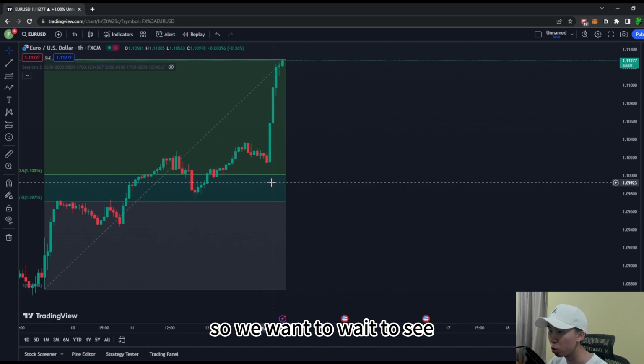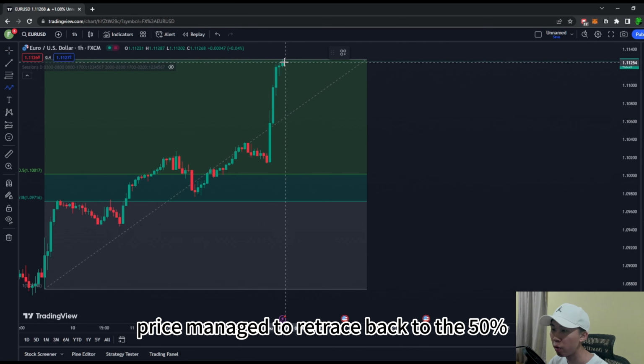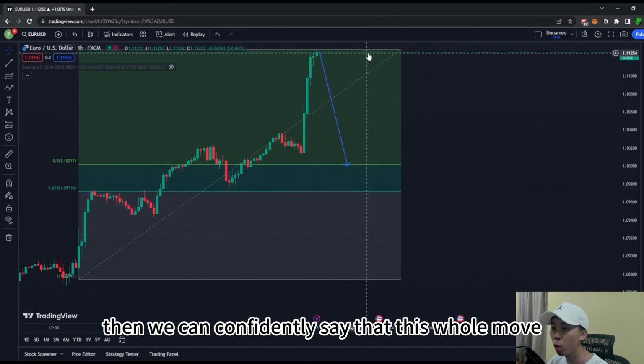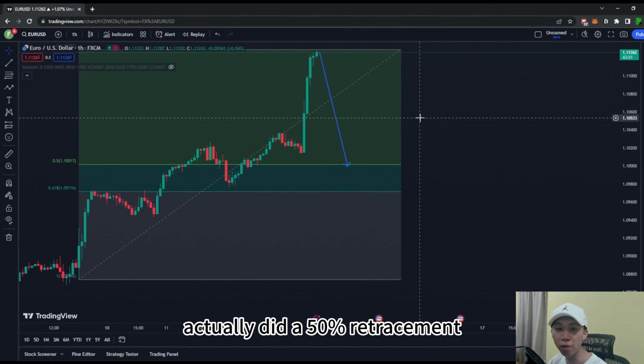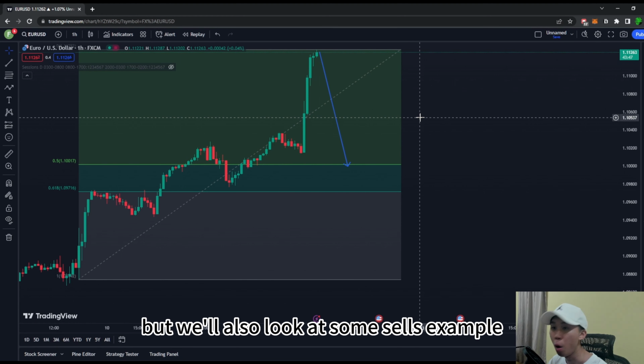So we have to continue to extend the chart all the way to the top. So we want to wait to see price manage to retrace back to the 50%, then we can confidently say that this whole move actually did a 50% retracement. I hope everyone understands right now, but we will also look at some sell examples.